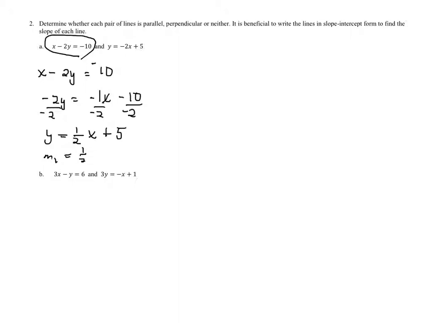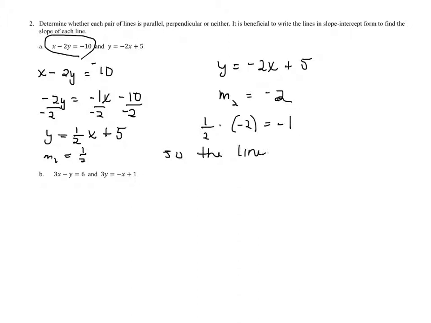Now let's look at the second line. y is equal to negative 2x plus 5. Excellent. I don't have to do any work. I can just read the slope off of that. The slope is equal to negative 2. So if I multiply 1/2 times negative 2, I get negative 1. So the lines are perpendicular.